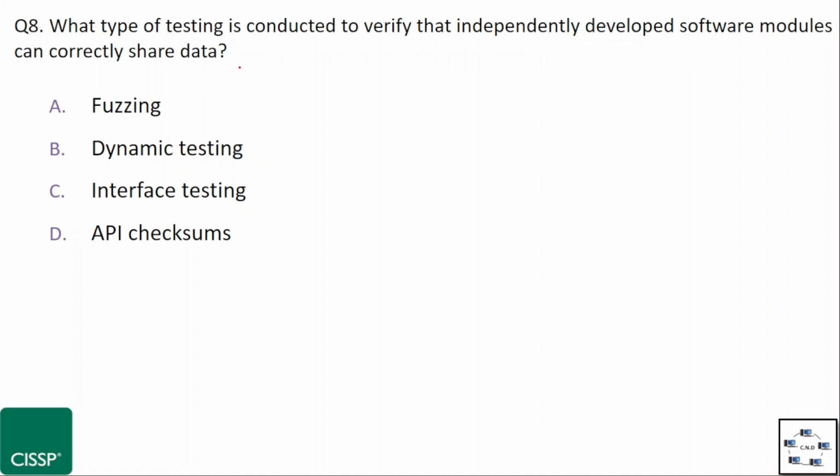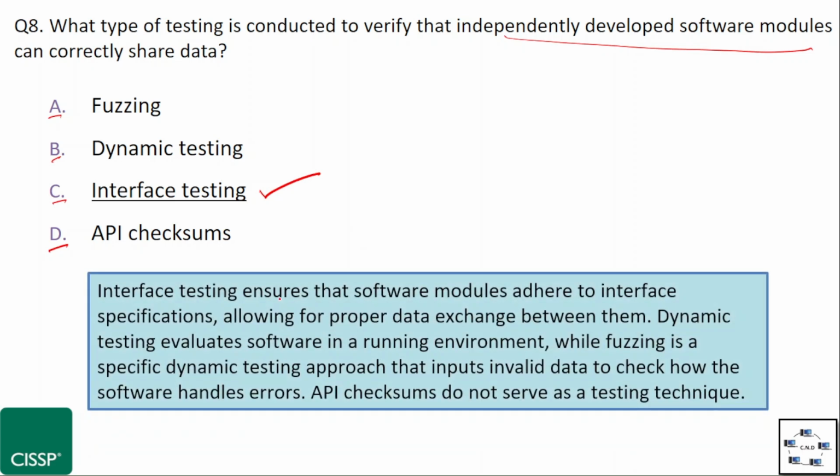Question number 8. What type of testing is conducted to verify that independently developed software modules can correctly share data? The options are option A, fuzzing, option B, dynamic testing, option C, interface testing, and option D, API checksums. And the correct option is option C, interface testing.